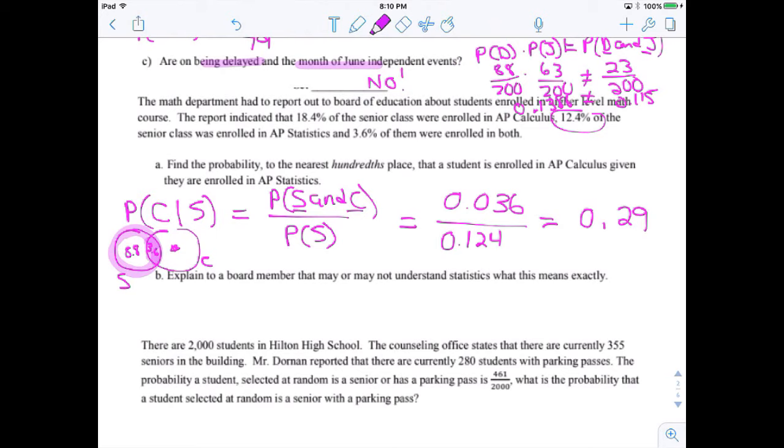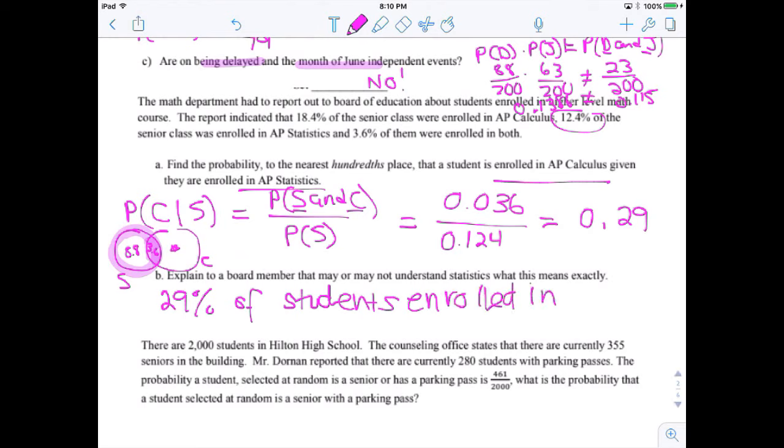Now, explain to a board member that may or may not understand statistics what this means exactly. So here's what I'm saying. I want the probability that a student is enrolled in AP Calculus given that they are enrolled in statistics. So this would mean that 29% of the students enrolled in statistics are also enrolled in calculus.